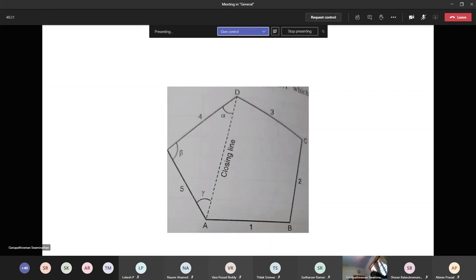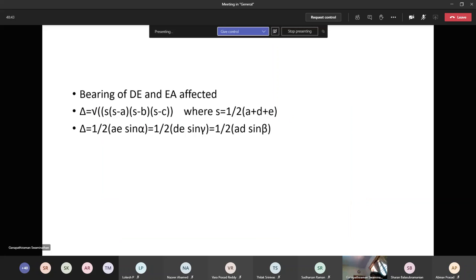So, omitted measurements. What is the first case? One side is affected. What is the second case? Bearing of one side and length of one side omitted. Third case, lengths of two sides affected. Is that clear to all of you? All three cases? Yes, sir. Right. Then comes the typical case.